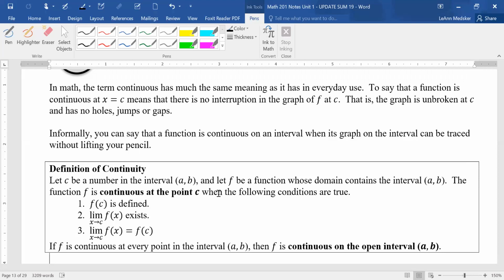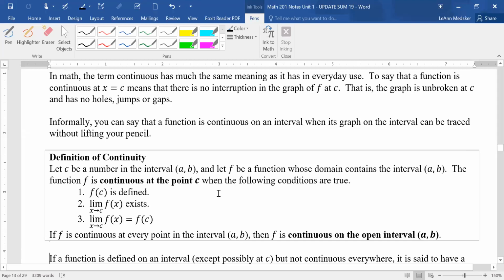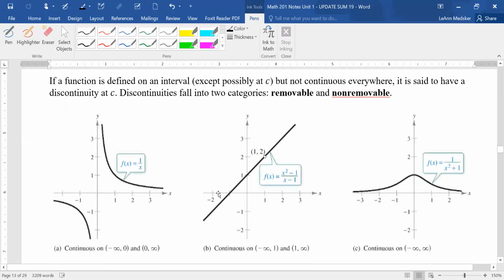So if f is continuous at every point in the interval (a, b), then we can say it's continuous on that open interval (a, b). If a function is defined on an interval, except possibly at a point c, but not continuous everywhere, it can be said that it has a discontinuity at c. If you couldn't trace through the point without lifting your pencil, then you have something called a discontinuity. There's two types of discontinuities, and I wanted to focus on the pictures of what those look like. One type is called removable, and the other type is called non-removable.